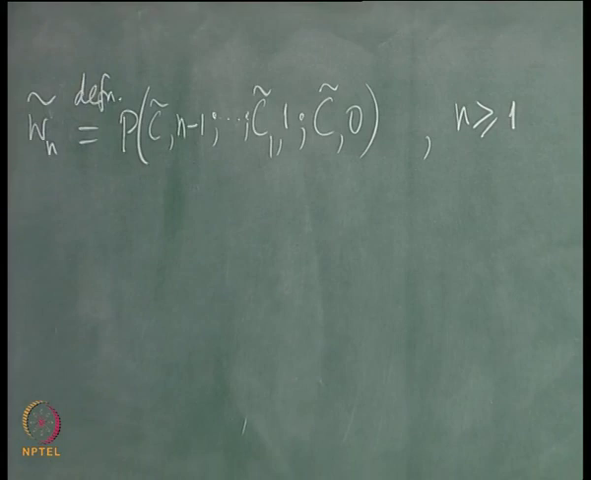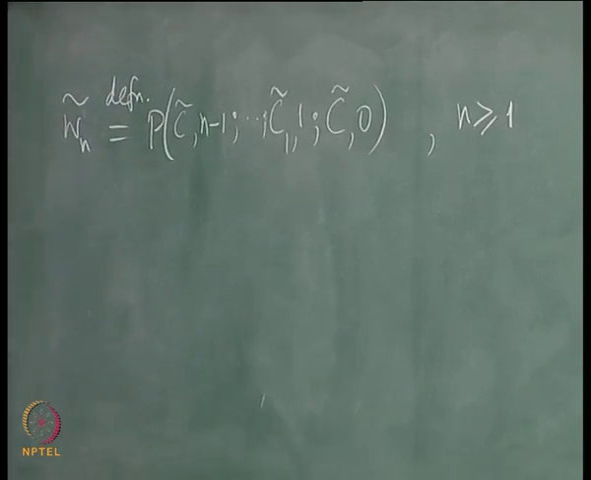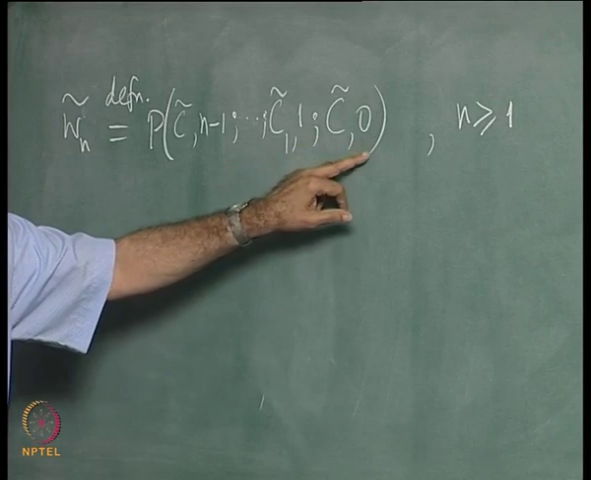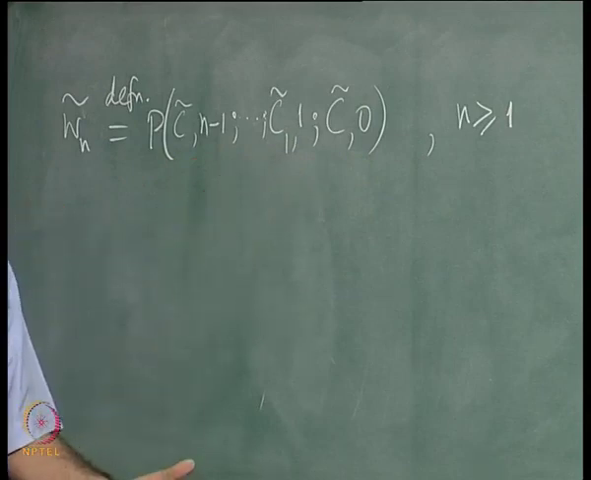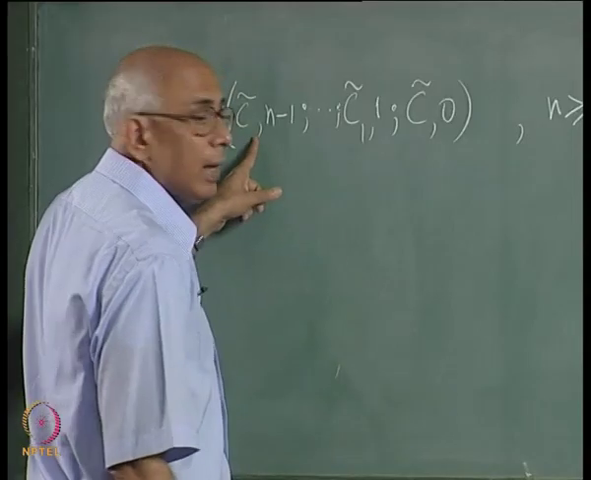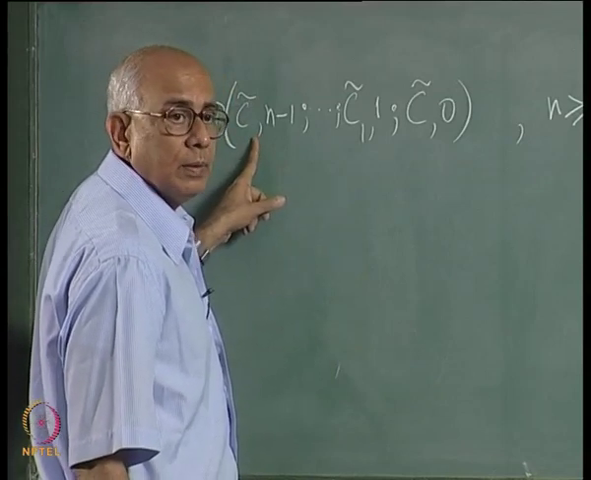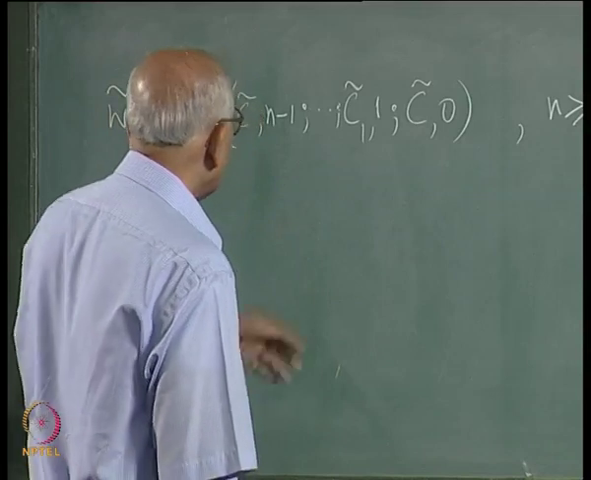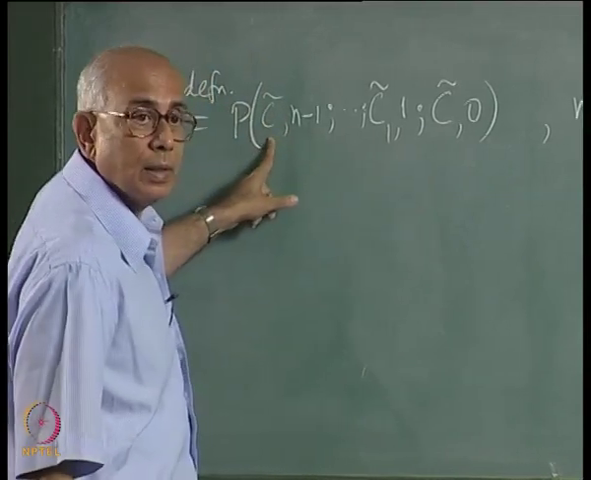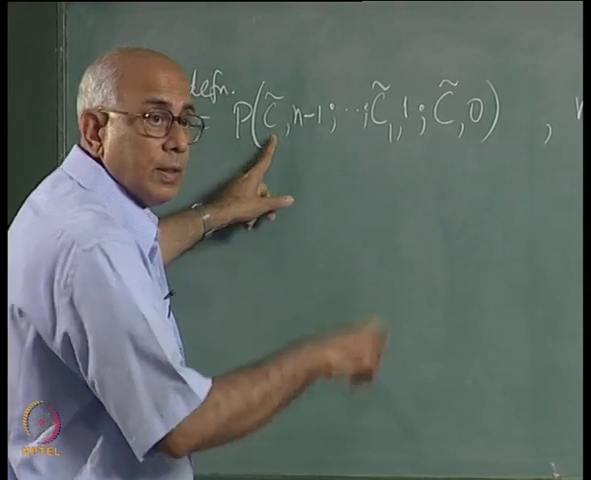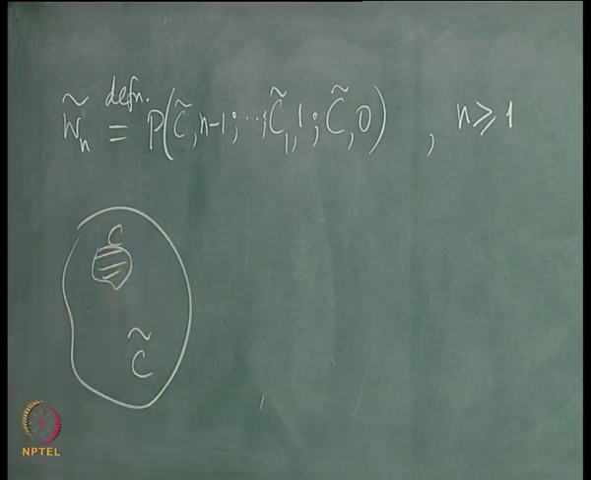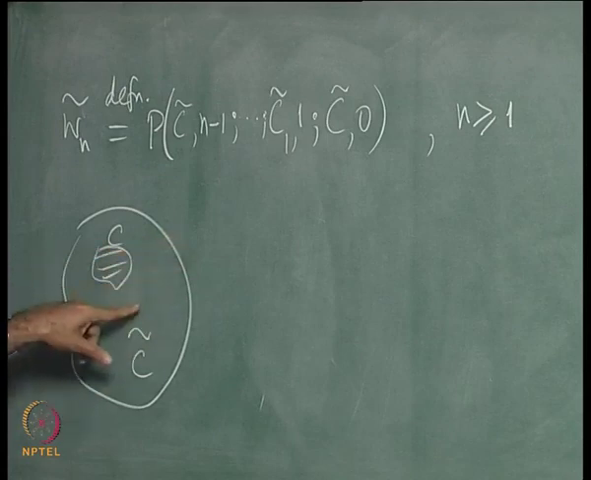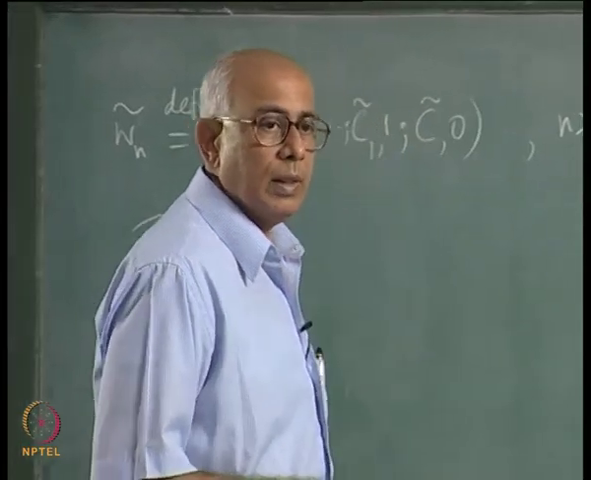So I define the measure of those events where I start with the representative point in the complement of this cell, and I do not leave the complement, I do not enter the cell C, and at time n minus 1 I am still in the complement. Pardon me? All of them are C tilde. Every one of them is C tilde. So I don't enter the cell C at all. So here is C, and the rest is C tilde. I start somewhere here, and the orbit goes on here, but never enters this. The measure of that set of points, let me call that W_n tilde.